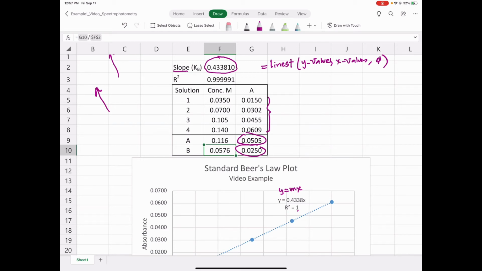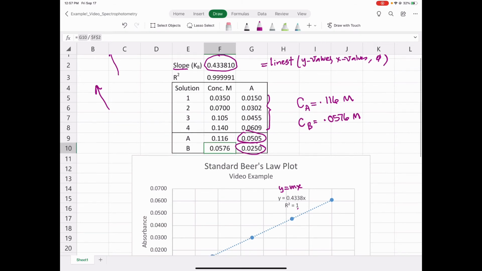So the concentration of unknown A, let's call it C, concentration of A is equal to 0.116 molarity in correct sig figs. Concentration of unknown B is equal to 0.0576 molarity. And this correlates with the sig fig of my graph that's within these ranges.